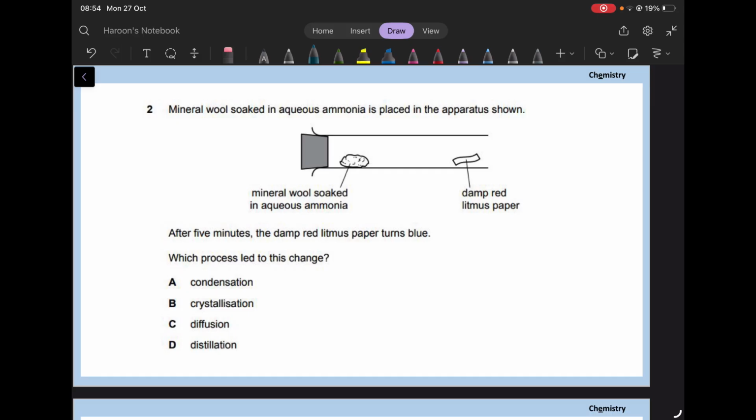Next, mineral wool soaked in aqueous ammonia is placed in the apparatus shown. After 5 minutes, the damp red litmus paper turns blue. Which process led to this change? Basically, ammonia moved around and reached this point over here. That is what changed the color. So this must be related to diffusion, movement from a high concentration of ammonia over here to a low concentration of ammonia over here. So this is spreading out of these ammonia particles, which is diffusion. C has to be the answer.